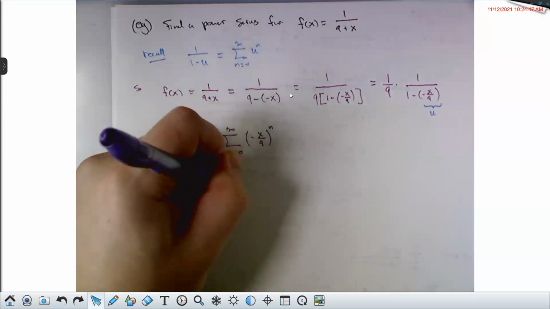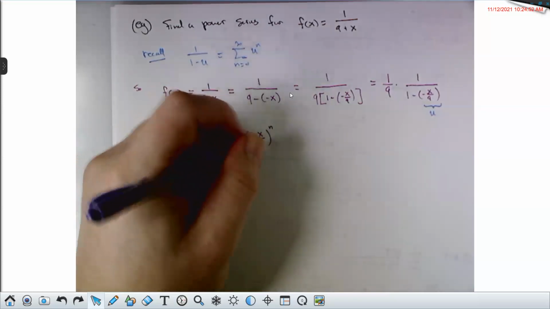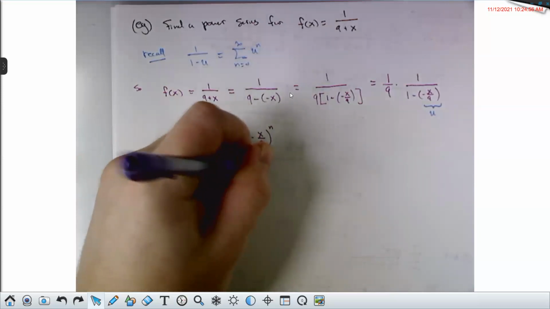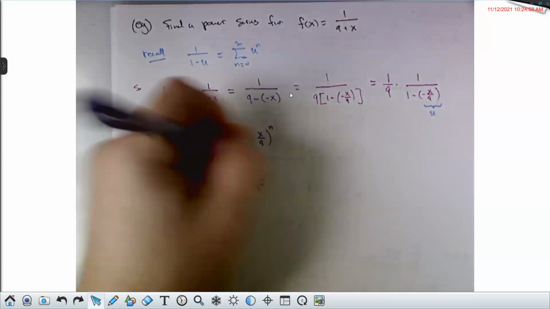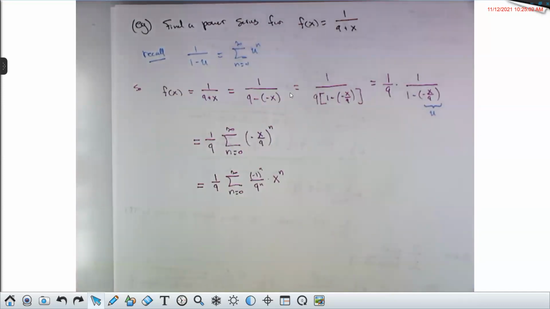So that's 1/9 times the sum from n equals 0 to infinity. Negative 1 times x times 1/9, all to the n, is negative 1 to the n over 9 to the n times x to the n. Basic algebra rules for exponents. Gotta be comfy with that. And then I can bring the 1/9 in.